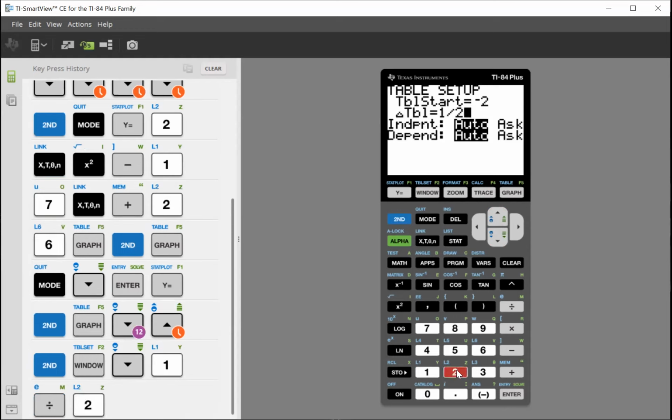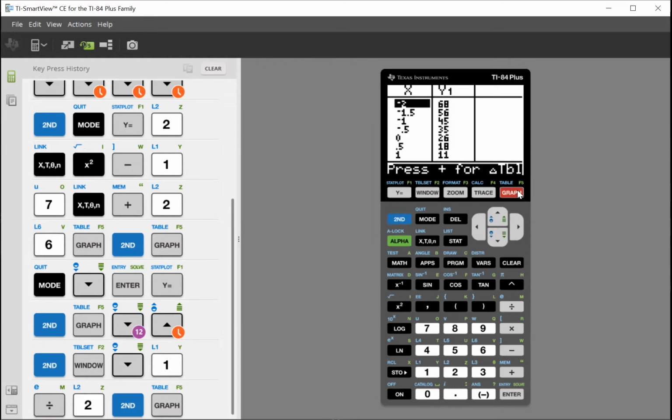If your first number was a 3, you would make that a 1/3. 4, you would make that a 1/4, and so on. If you do that, watch what it'll do. And I go back to my table by hitting second graph. Now, these numbers are getting larger that way, so I'm going to go the other way.